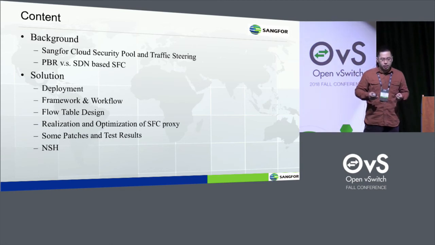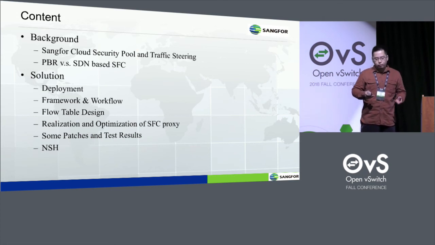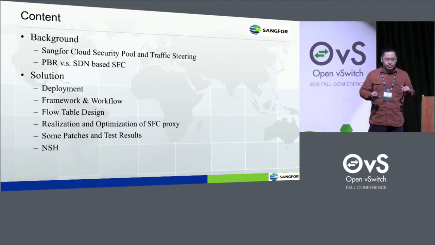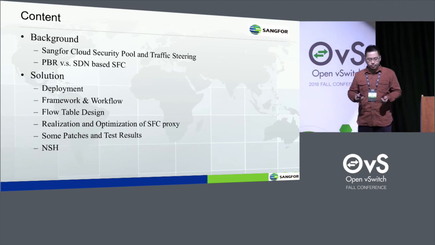The second part is the whole solution of the SDN-based service function chaining, including the deployment framework, workflow, flow table design, realization, optimization of the proxy, some paths, and the test result. And finally, Yi-Yang will introduce the network function header.